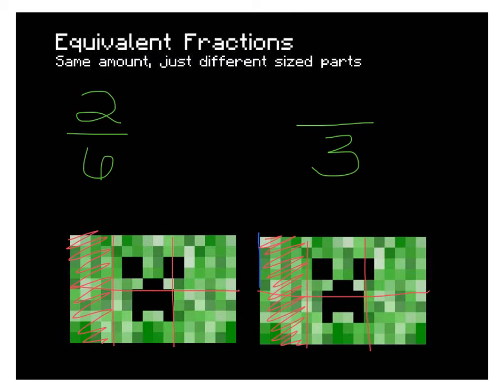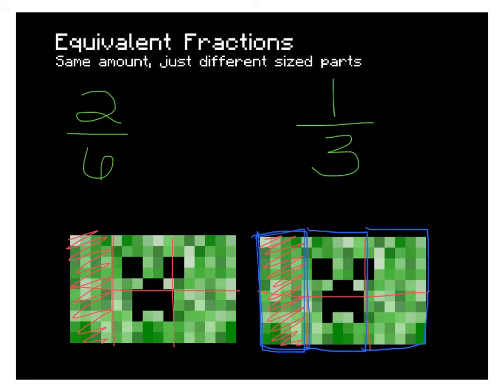So we're going to take these 2 parts and package them into one new part. I'll take these 2 parts and package them together into one new part, and I'll do the same with these. So now I have one of the 3 that are shaded, so I can fill in my numerator here. So 2/6 is equivalent to 1/3.